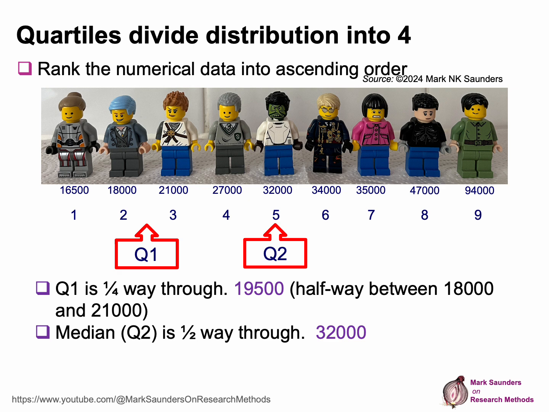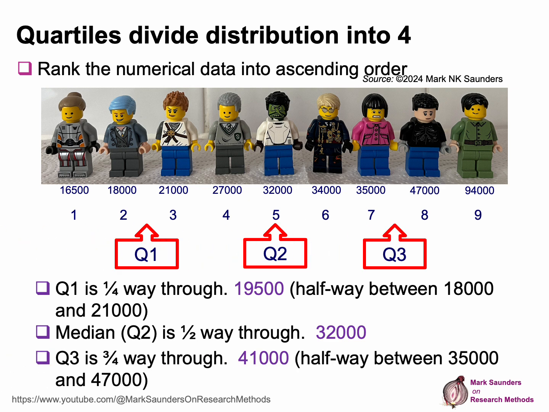Quartile 2 is also our median, and with 9 data points, our median actually lands on an actual data point, in this case the 5th data point, and this is halfway through our data and is at the value of 32,000. Quartile 3 is the third quartile, and this is 3/4 of the way through our data. Because, again, it's an odd number, this lies between actual data points, and in fact it is halfway between data point 7 and data point 8 for this data set. That's halfway between 35,000 and 47,000, with a value of 41,000.